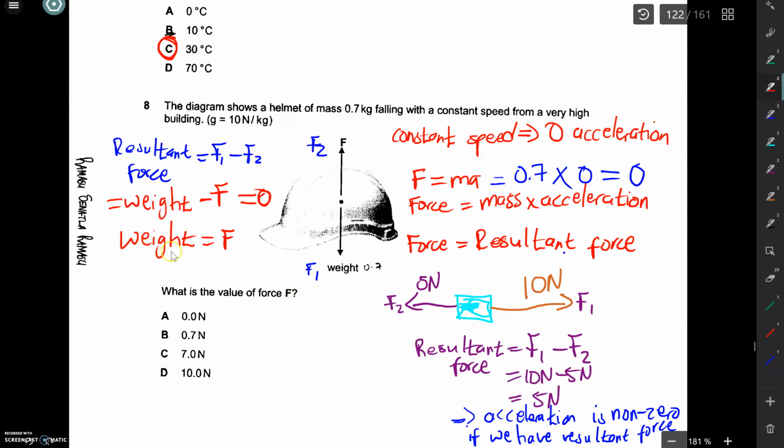So then the question is, what is the weight of the helmet? Well, weight is given as m times g, where m is mass and g is the gravitational pull, right? So we have 0.7 times g, which is 10. So then our answer here is 7.0 newtons. So our weight is equal to 7.0 newtons, and because F is equal to weight, then F is also equal to 7.0 newtons.